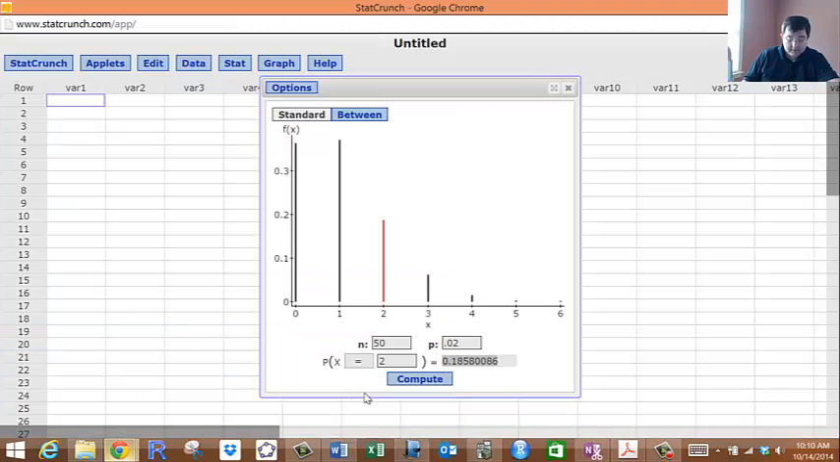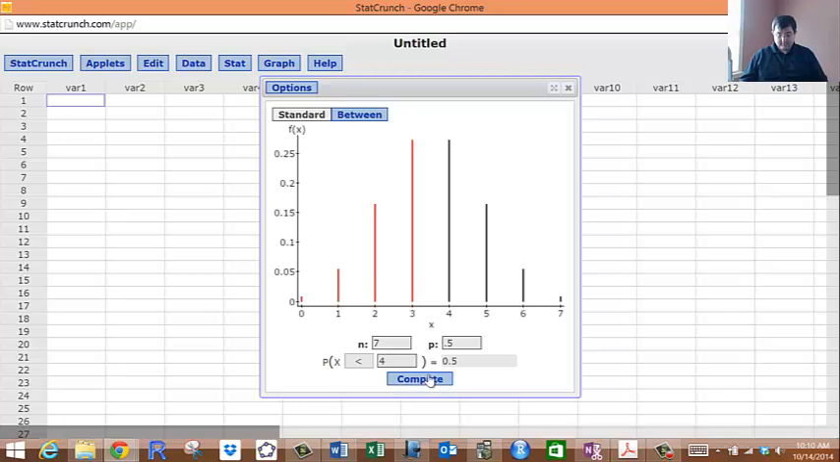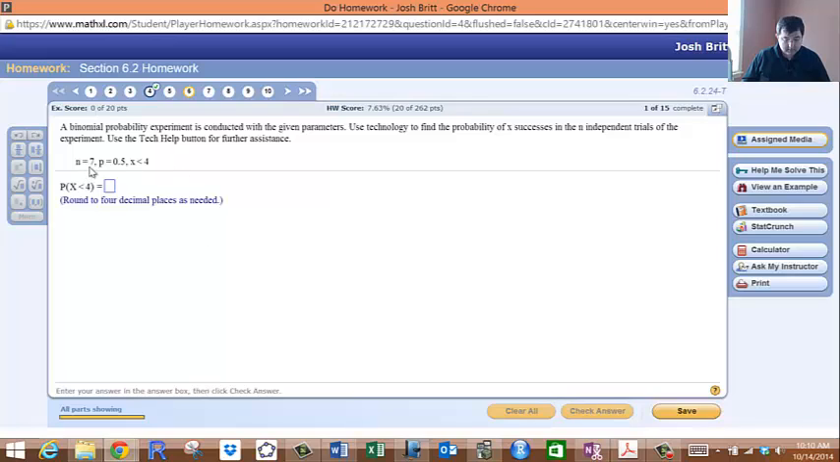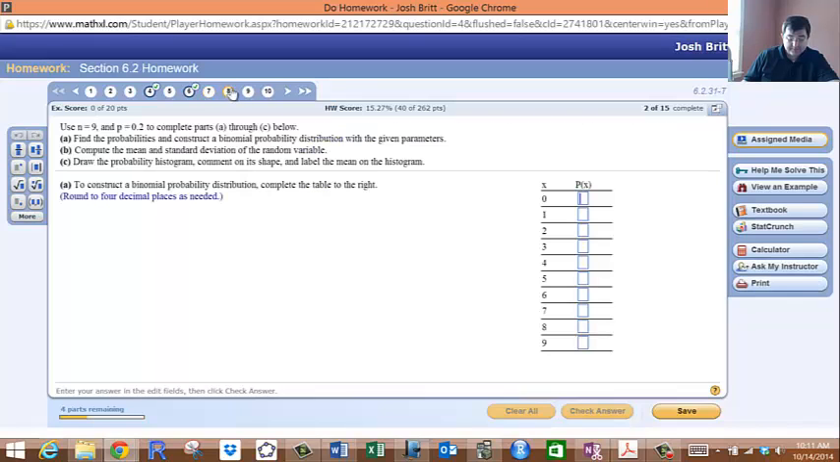So n equals 7, p is 0.5, and we want to know less than 4. Compute. And let's make sure that's n equals 7, p equals 0.5. Okay, so that's a half. Okay, so you can see how easy this is. Now we change the parameters here. All right, and now over here we want to fill this in.